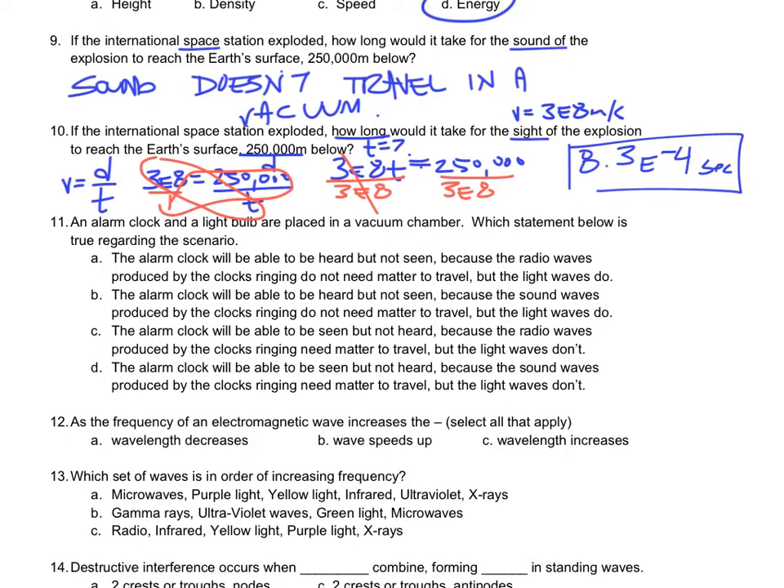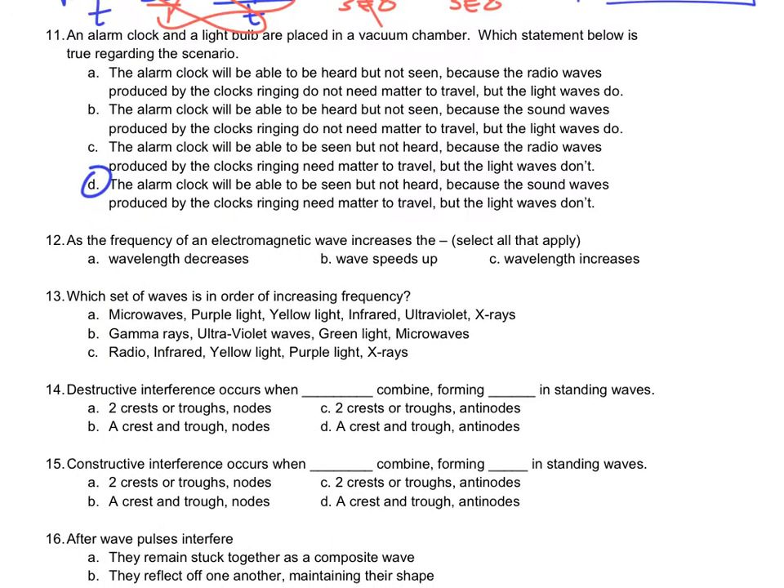Number 11, an alarm clock and a light bulb were placed in a vacuum chamber. Which statement below is true regarding the scenario? Well, I know that light can travel in a vacuum. Sound cannot, because sound needs a medium to travel through. So I'll be able to see the alarm clock, I'll be able to see the light, but I will not be able to hear the clock because there's no matter to travel through once we create the vacuum. Answer choice D. Number 12, as the frequency of an electromagnetic wave increases, select all that apply.